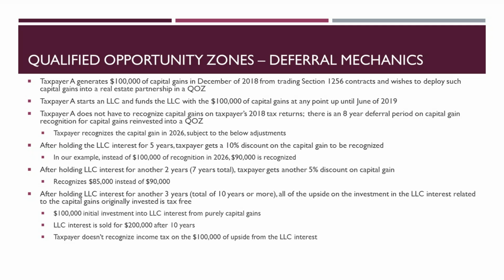There are some other benefits for holding the interest in the LLC for certain time frames. There are certain hurdles. The first hurdle is 5 years. If you hold your investment in that LLC for 5 years, the taxpayer will get a discount of 10% on the gain to be recognized. So in our example, we have $100,000 of capital gain that has to be recognized in 2026. If we hold the interest for 5 years, only $90,000 is recognized, not $100,000. The other $10,000 is basically a tax-free gift from the IRS to the person with the LLC interest.